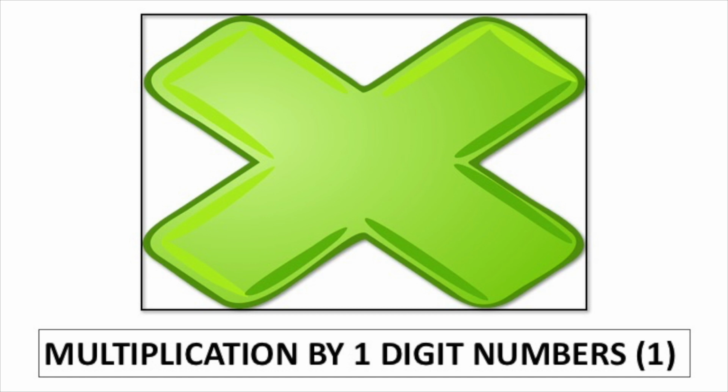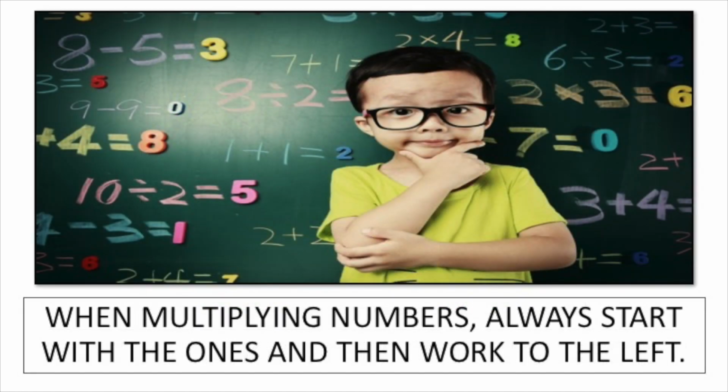So let's take a look at our PowerPoint presentation about multiplication by 1 digit numbers. Lesson 1. So very important, always remember, when multiplying numbers, always start with the ones. Yes, because the ones is the lowest value. After the ones, we can then move gradually left. After the ones comes the tens. After the tens comes the hundreds. So always start with the ones and then work to the left.